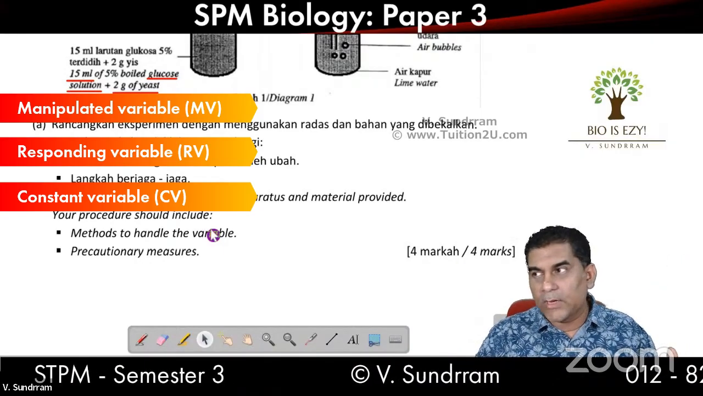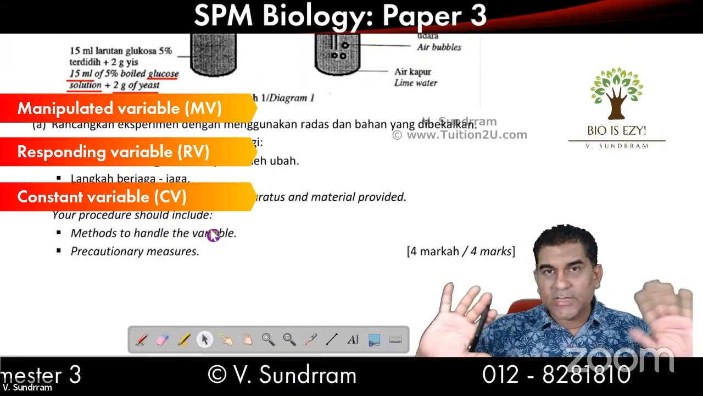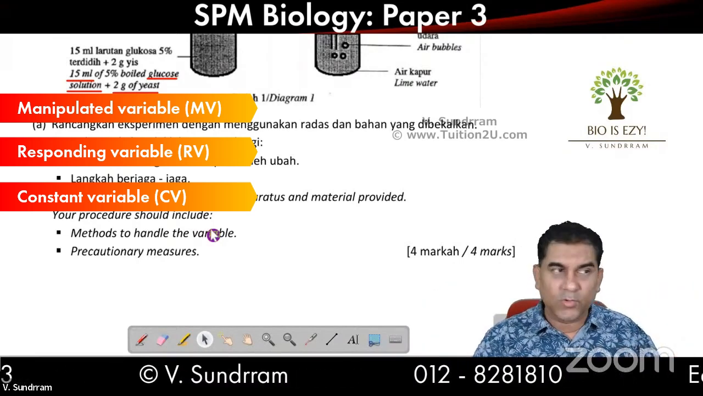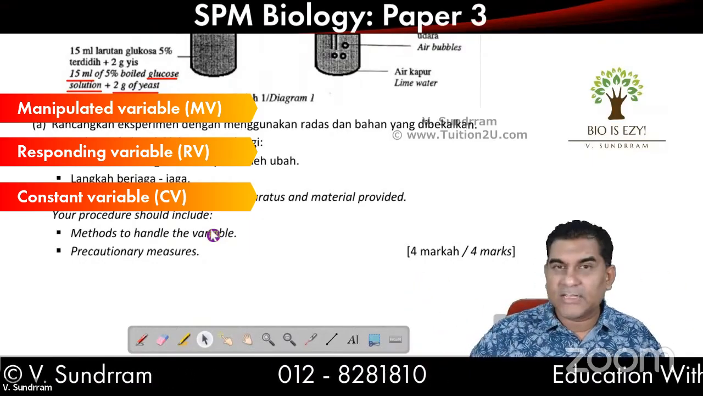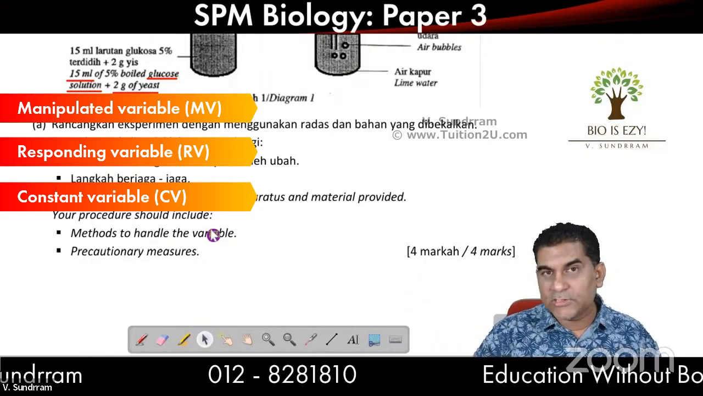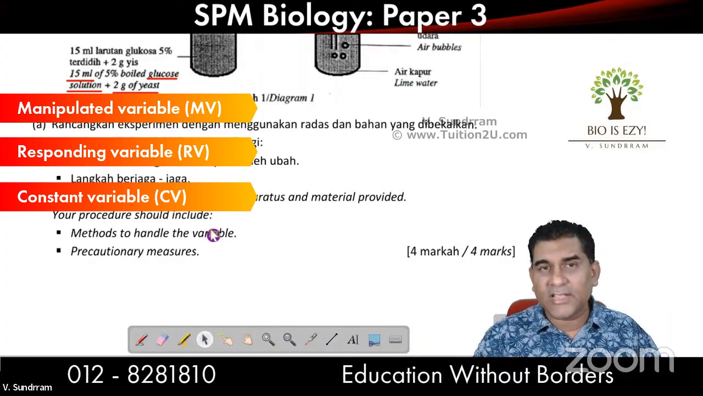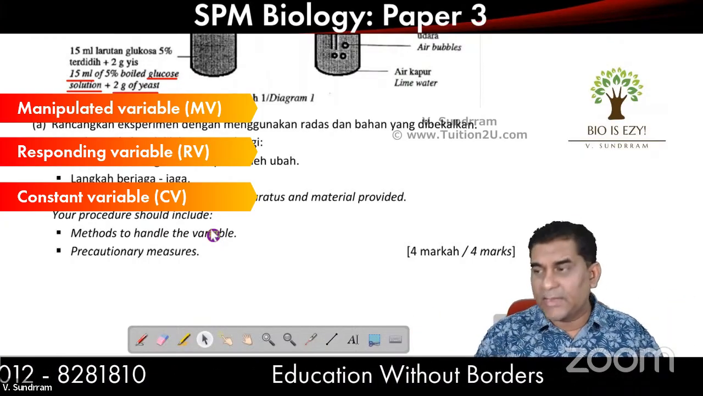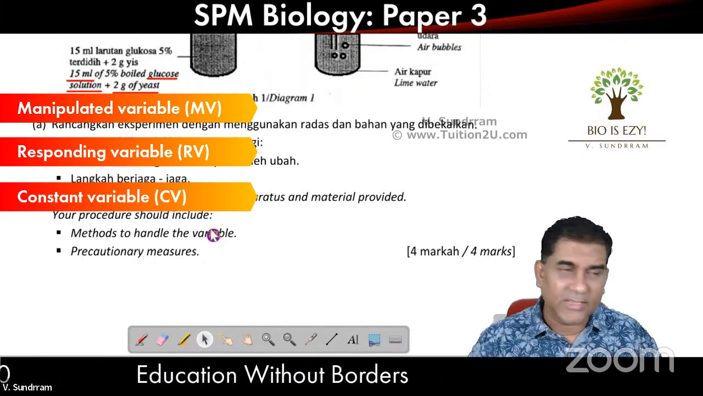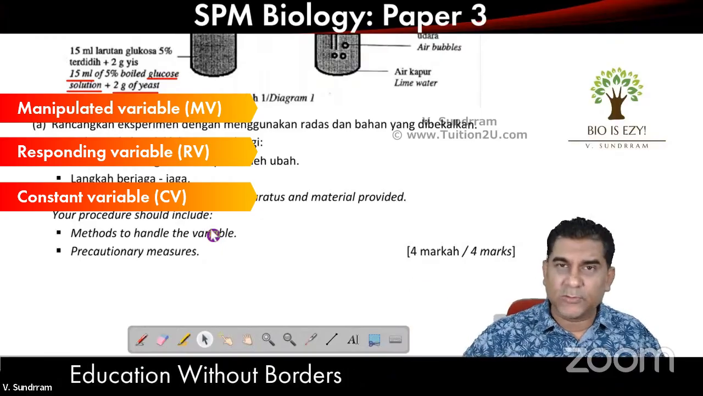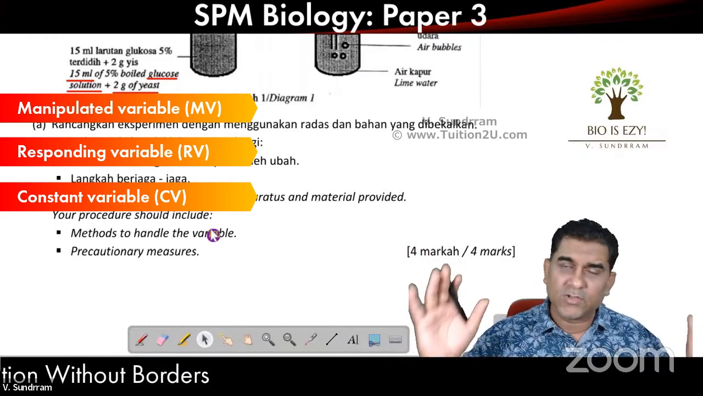One of the most important techniques that you need to know is this: make sure in every answer that you provide, you have the variables, mainly the manipulated variable and responding variable. Whenever possible, we add in the constant. That's how you answer a paper 3 question. Identify the variable, and write the variable in every single answer. You can get your full marks. That is the trick. Variable, that is the keyword. Identify the variable, write the variable in every answer, and you get your full marks.